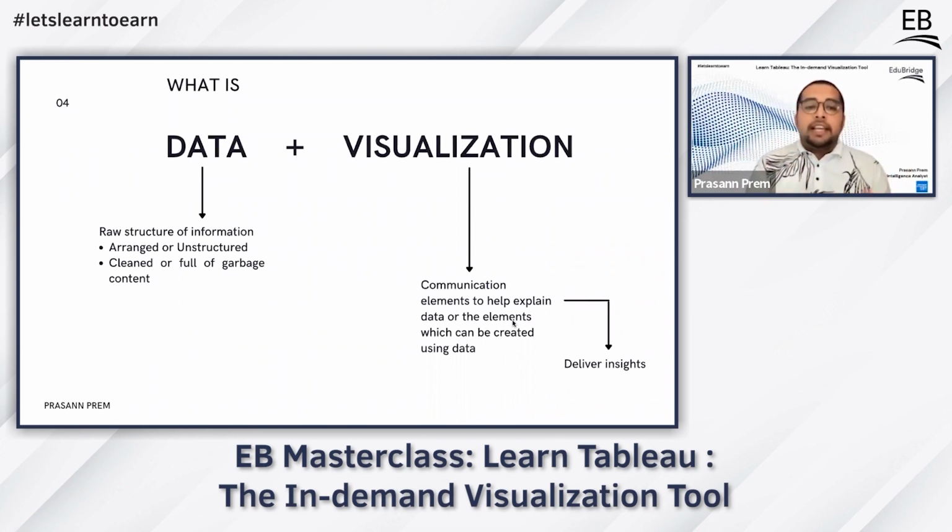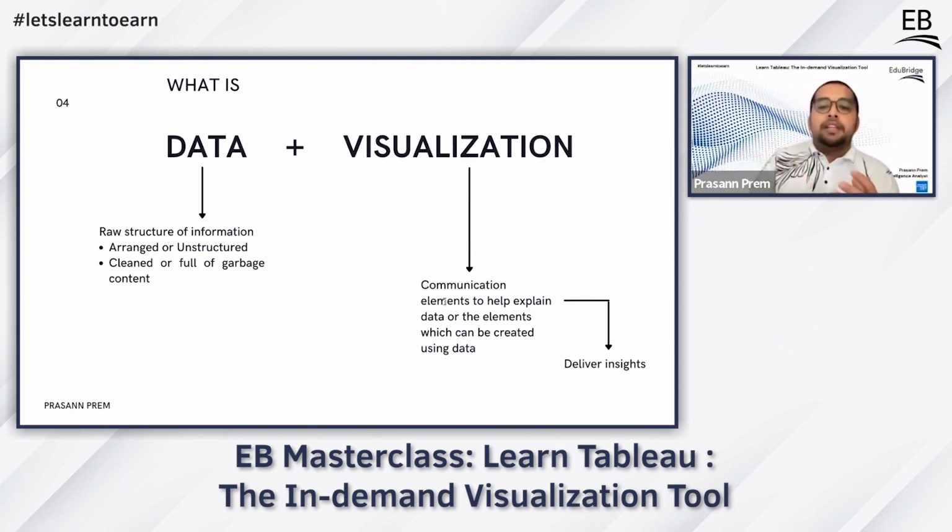So what is data? Data is a raw structure of information. Sometimes it may be arranged, or sometimes it may be unstructured. It may be cleaned, or it may be full of garbage content. That's not in our hands, actually, because the data that comes in may be in the form we need it, but it may not be. So that is data. Now, visualization.